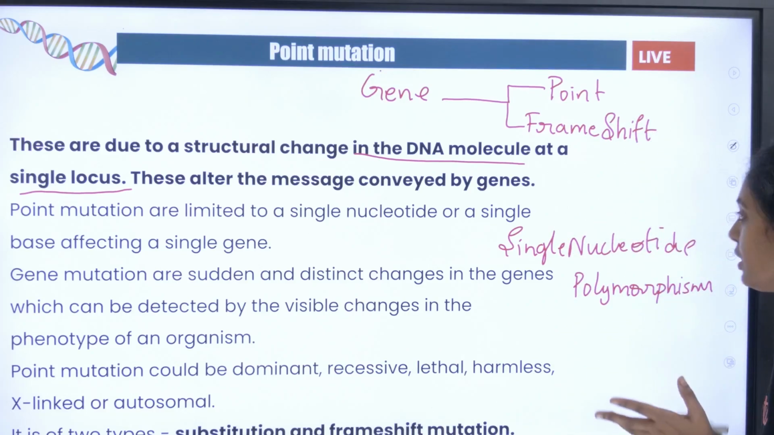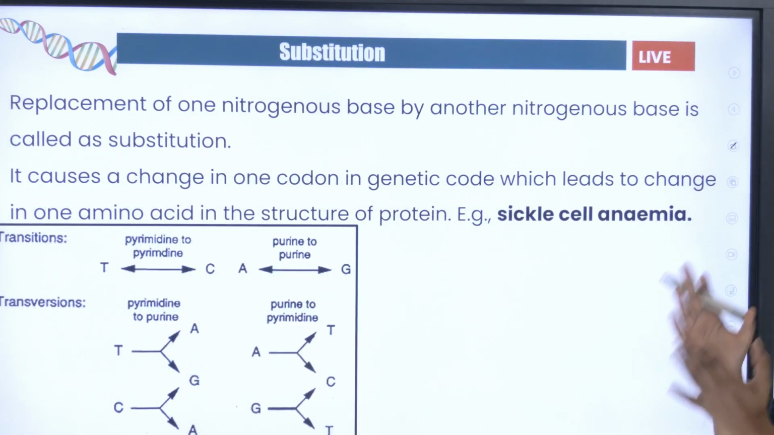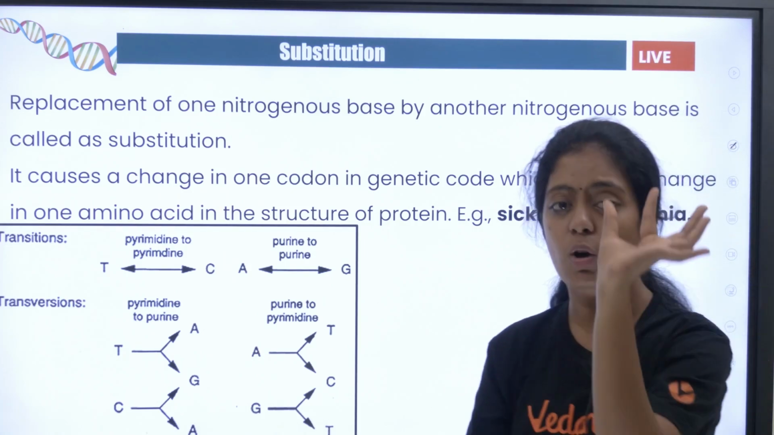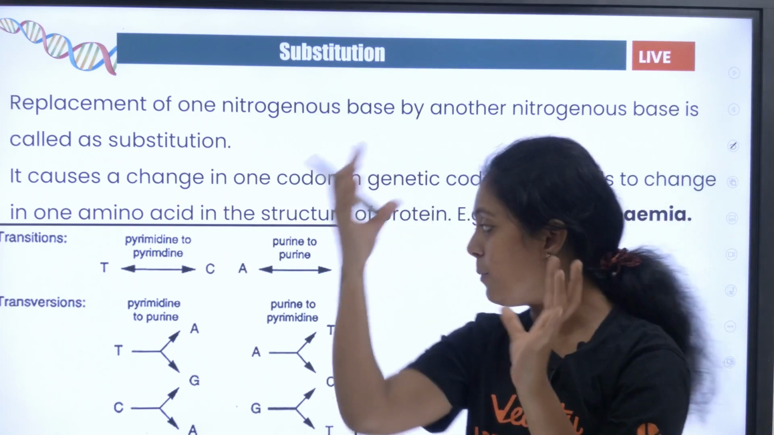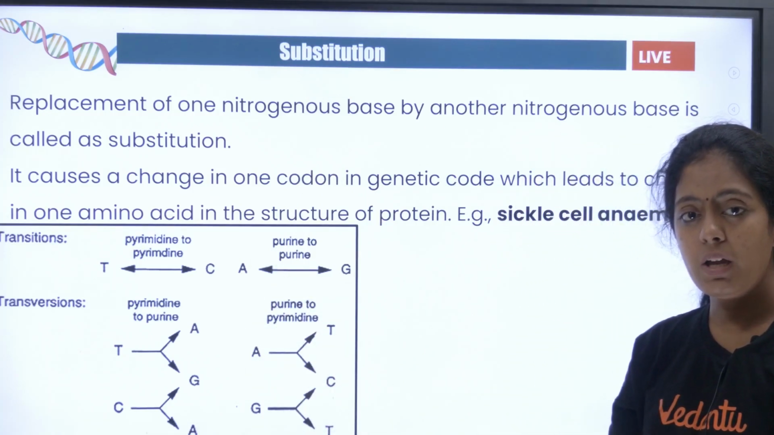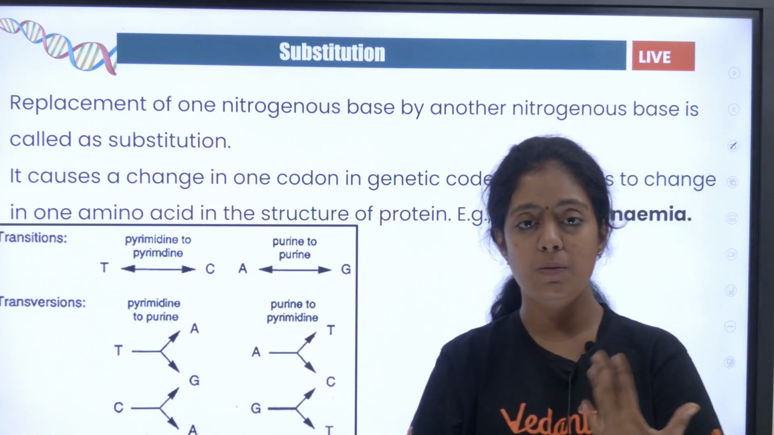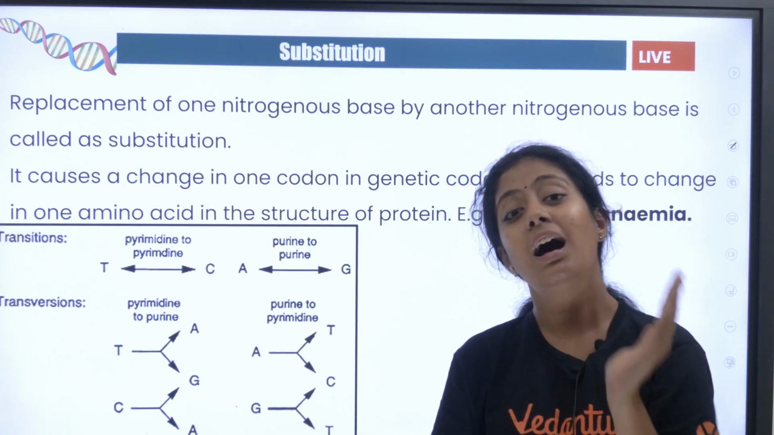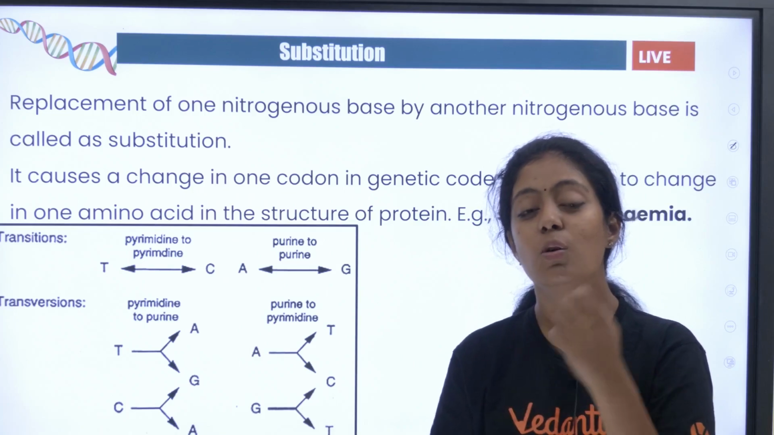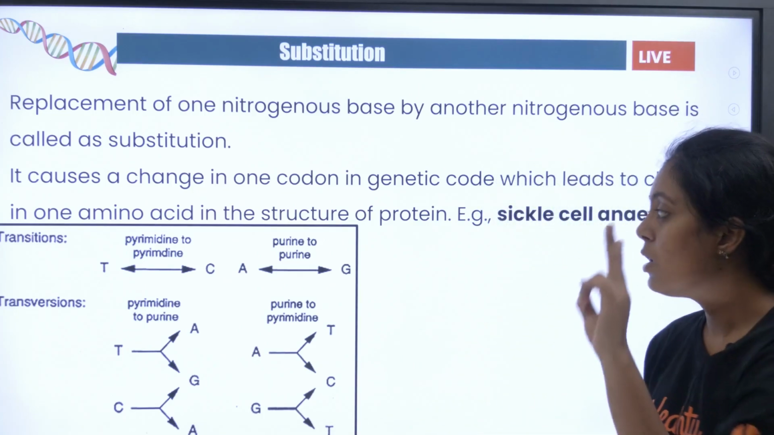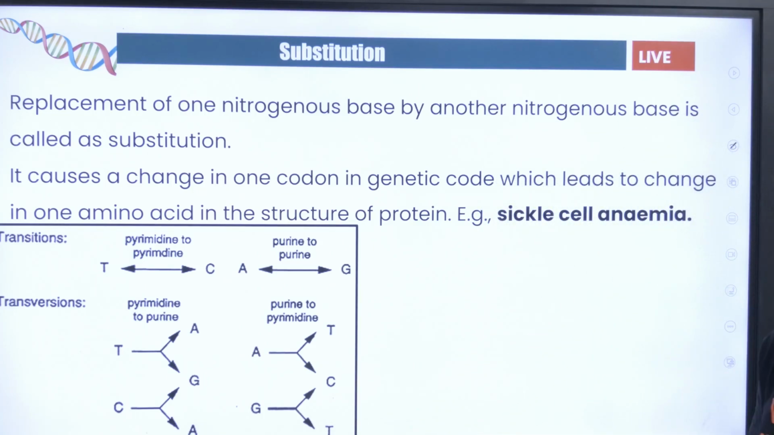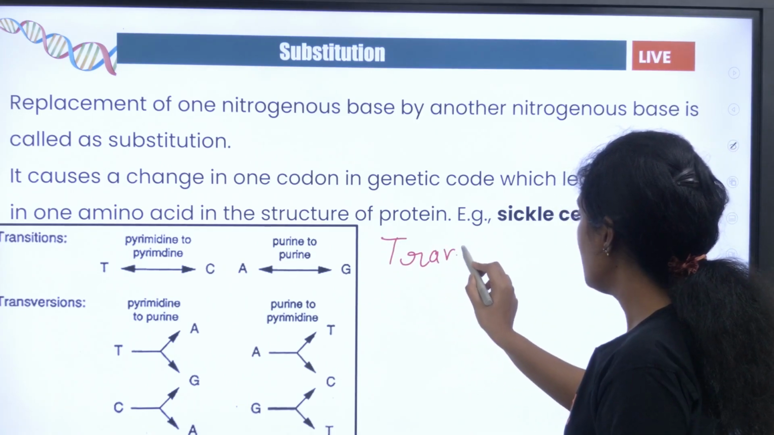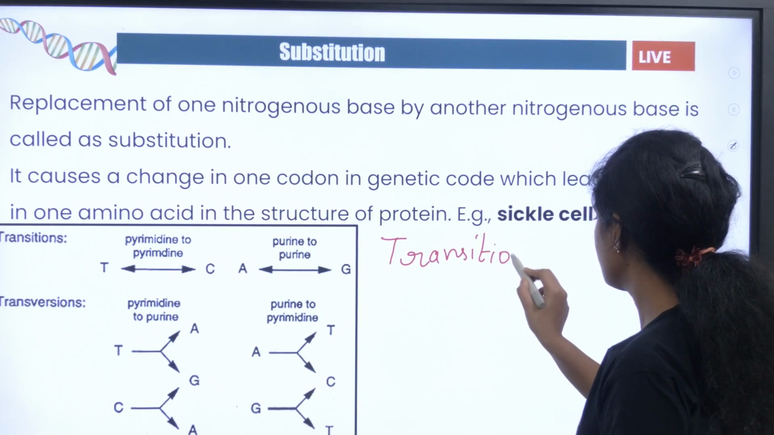There are two types, substitution and frame shift. What is substitution? One nucleotide or one base is substituted by another base. Like you being substituted by another person, or when the teacher is absent, a substitute teacher is sent. It is the same thing. Substitution is of two types: transition and transversion.